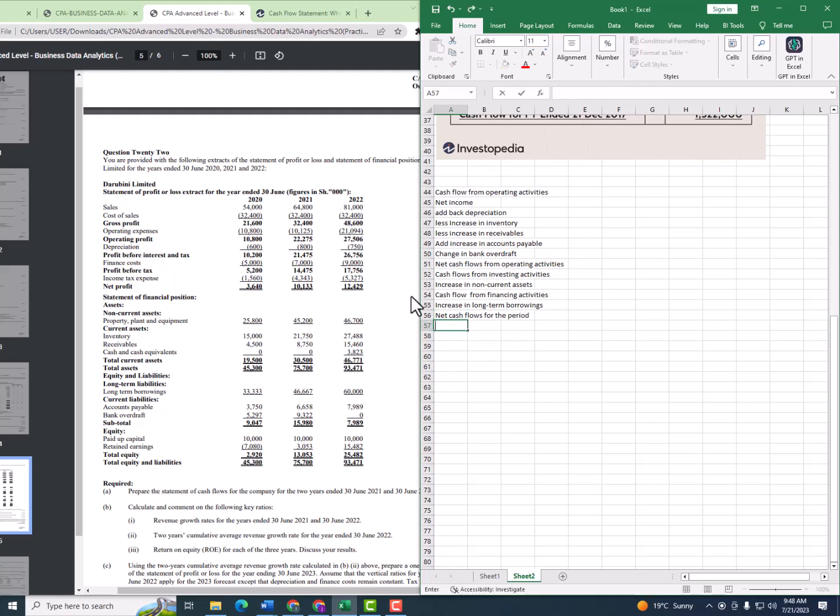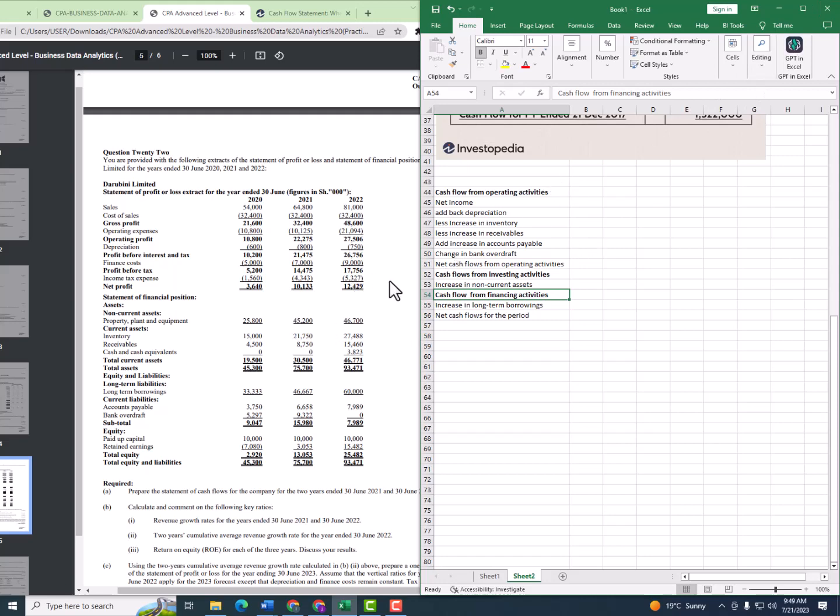So we have these particular items, and all that is left for us is to populate it. So let us adjust the width of these columns by double clicking on the A column. So the first thing, we can make the topics bold by clicking on the cell and hitting Control B. That's the cash flow from operating activities, and then we have cash flows from investing activities, Control B. Cash flow from financing activities, Control B.